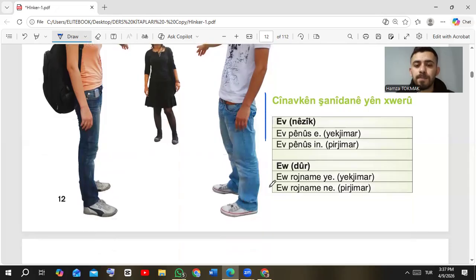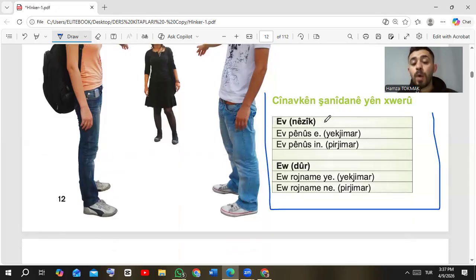So we have an extra note here. When we demonstrate something and if it is near, okay, if it is near and singular, we say ev benusa, this is pencil. Ev benusa, this is pencil. So if it is in plural form, we say ev benusen. The inflection changes. Okay, the same writing, same pronunciation, but inflection is changing. Okay, ev benusen. These are pencils.